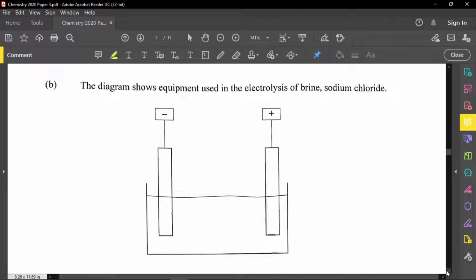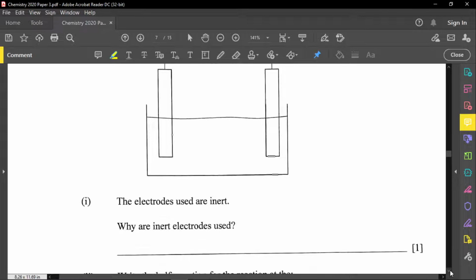And this part of the question is a diagram that shows equipment used in the electrolysis of brine, and brine is sodium chloride solution, so it is table salt solution. And so this is an electrolysis circuit or electrolytic circuit. And so the electrodes used are inert. And it said, why are inert electrodes used?